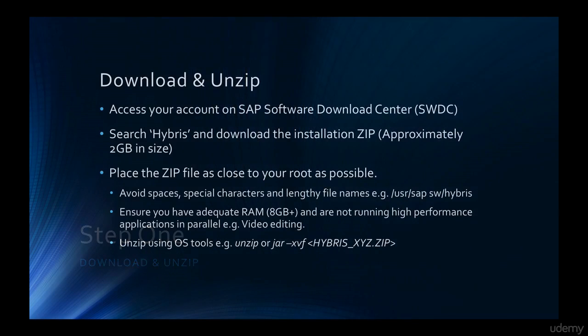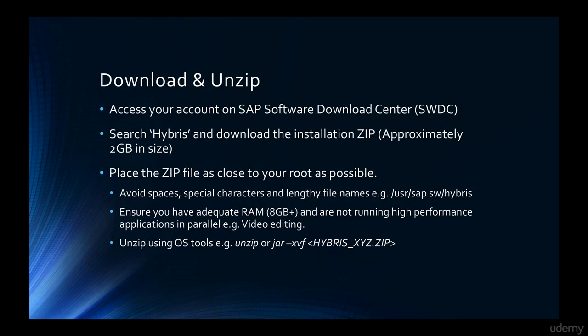Step 1 on our SAP Hybris install journey is to download and unzip the suite. To do this, you will need an account with SAP and you will need to log into the SAP Software Download Center or SWC. You will then search for Hybris and download the installation zip. Take note that the zip is about 2 gigabits in size. You will need to place your zip folder as close to your root as possible. That is, you will need to avoid spaces, special characters, and length in the file path.